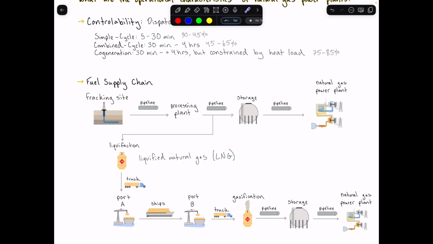And then from there, it can be transported by pipeline to storage tanks, and then from storage tanks through pipelines to the natural gas power plants. So that's the fuel supply chain. The simplified natural gas fuel supply chain.